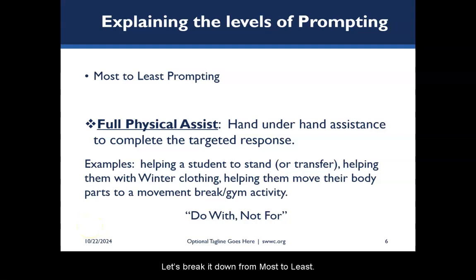Let's break it down from most to least. A full physical assist is hand-under-hand assistance to complete a targeted response. Examples include helping a student to stand, helping them to write, and helping them to start a zipper. Remember, hand under hand. Show them where their hands need to be in this process. Don't do it for them.